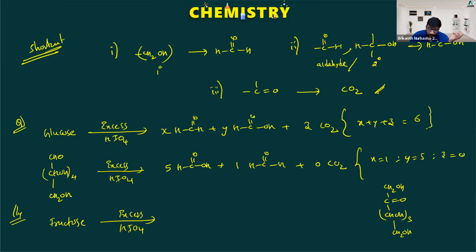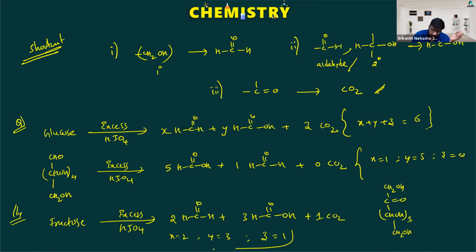So 2 primary alcoholic groups will lead to the formation of 2 formaldehyde, 2 HC double bond OH. The ketonic group will convert to CO2, 1 mole of CO2. 3 secondary alcoholic groups will form formic acid, so 3 HC double bond OH. Okay, so what is the value of X? X is equal to 2 here, Y is equal to 3 here, Z is equal to 1. So X plus Y plus Z again is equal to 6.